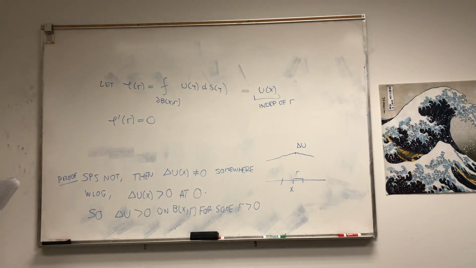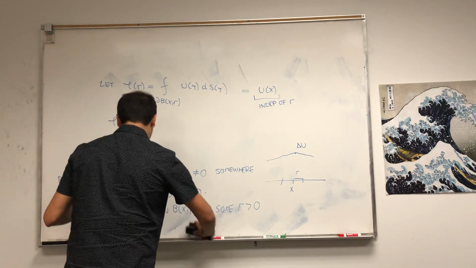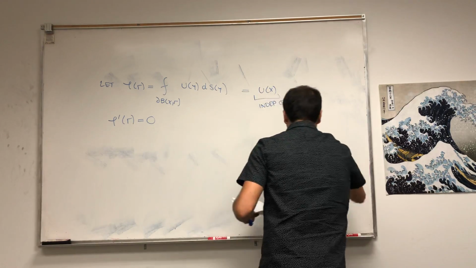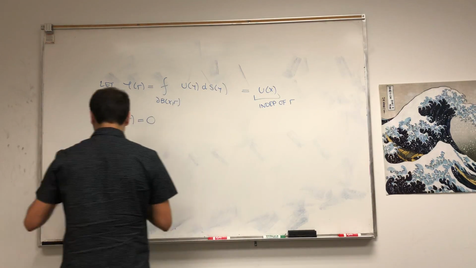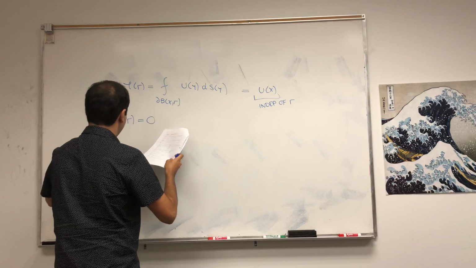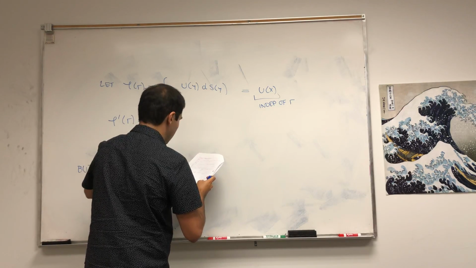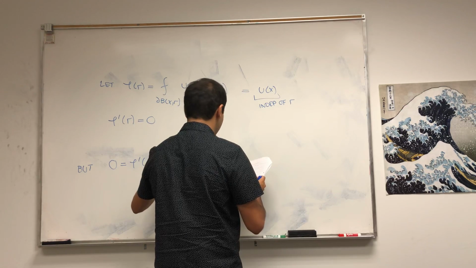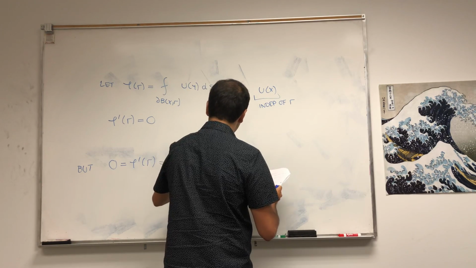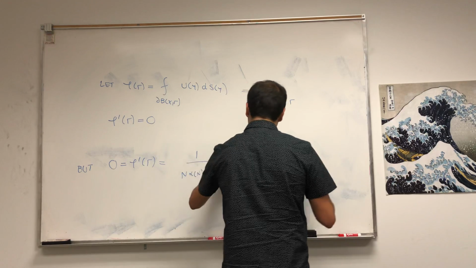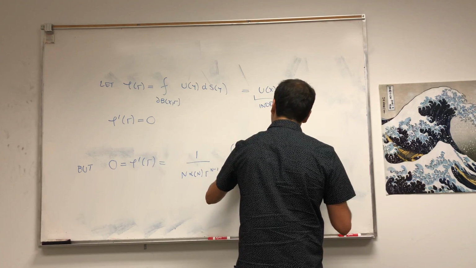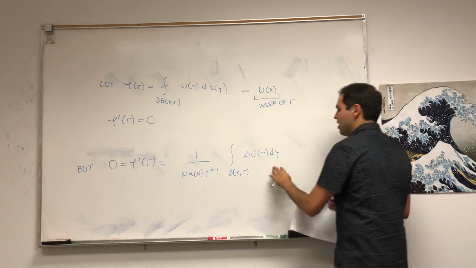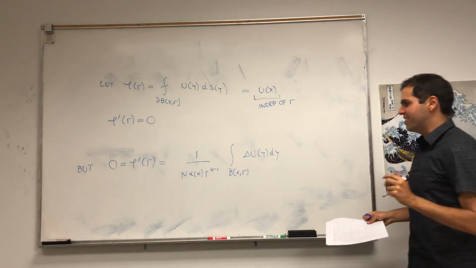That said, remember what we calculated from before? At some point, we had the following. But again, phi prime is 0. But we also calculated phi prime in terms of the Laplacian. So I think it was n alpha n r to the n minus 1 integral over that ball of the Laplacian of u of y dy. Again, that was from the divergence theorem.